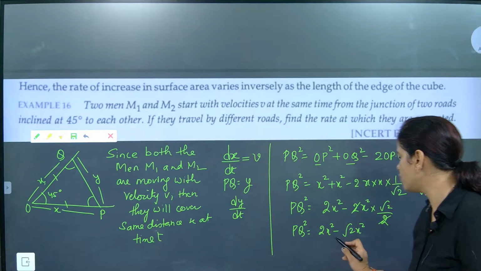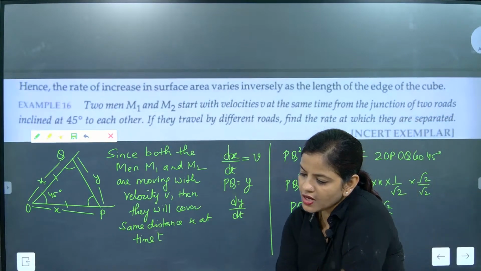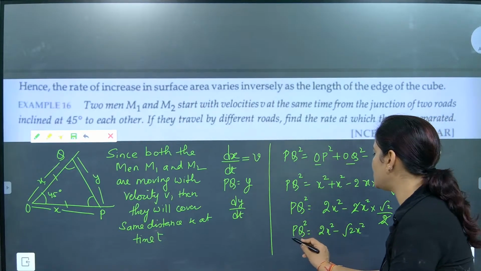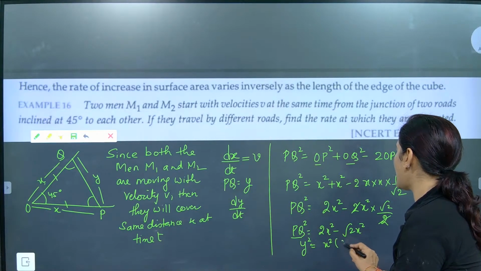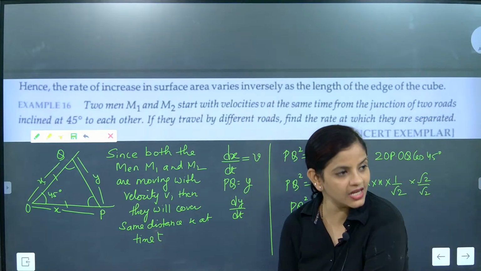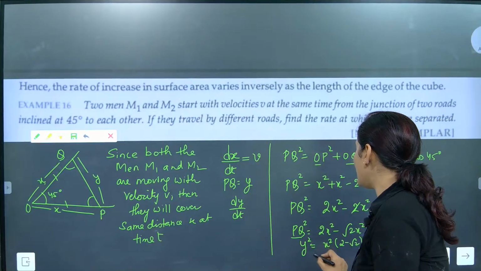Now what we will do is we will take out x square. So once we take out x square, y will be what? This PQ is nothing but y. So y square is equal to x square times 2 minus root 2. X square 2 minus root 2 is written, beta. 2 minus root 2. Now y will be equal to what?